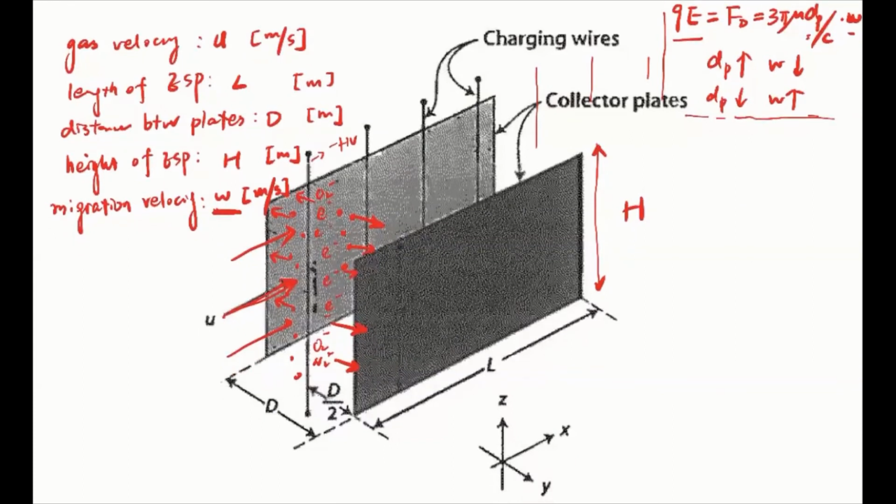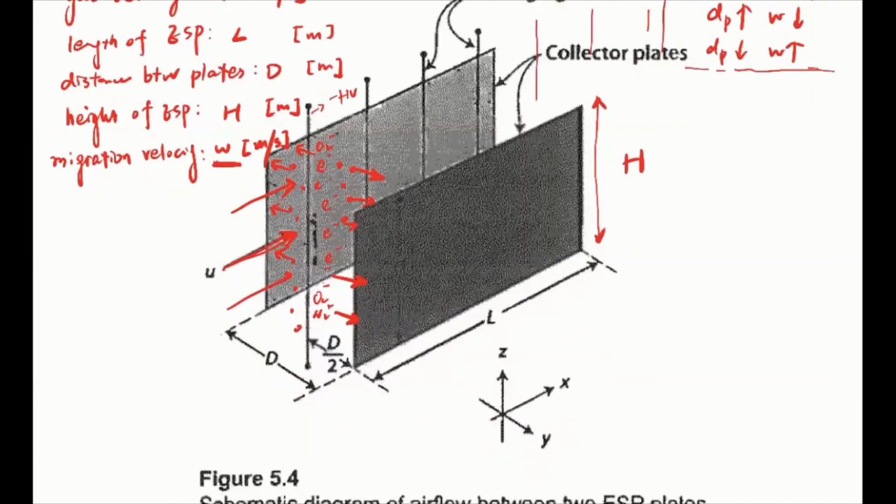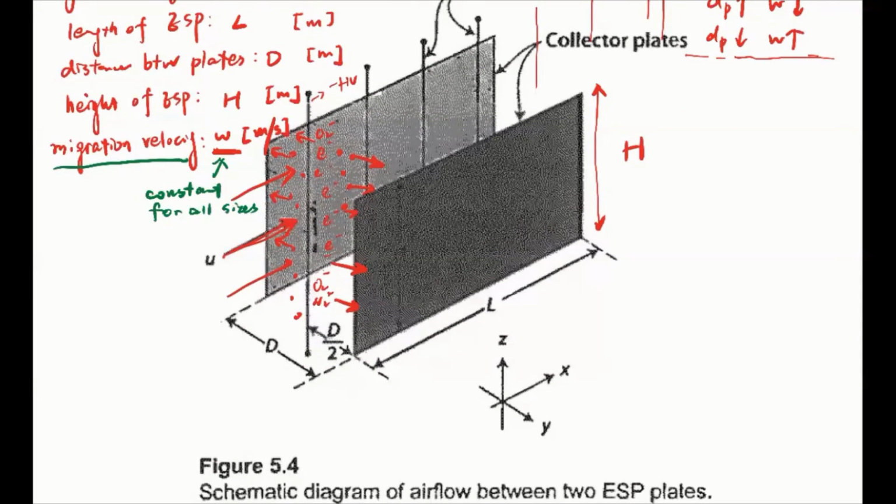Okay, so what we need to do right now, for the simplest condition, is assume that the migration velocity is a constant. So this is a constant for all different sizes, okay, for all sizes. With these assumptions, we can start to analyze how the concentration changes when particles pass through this ESP system.